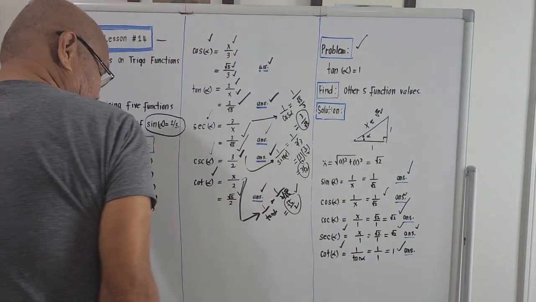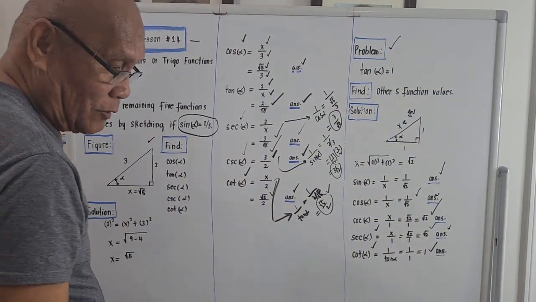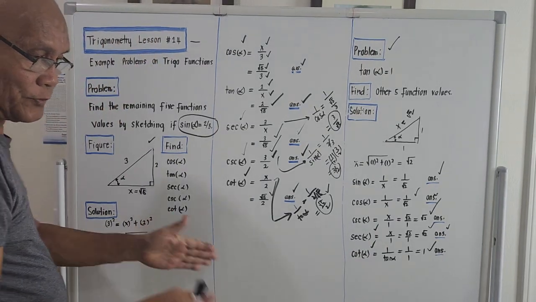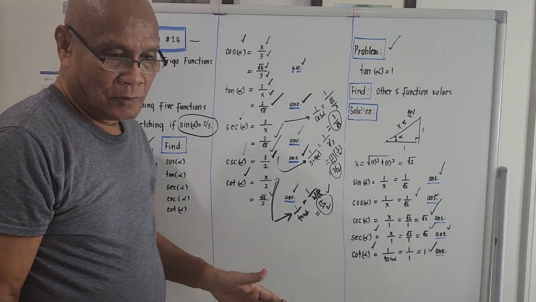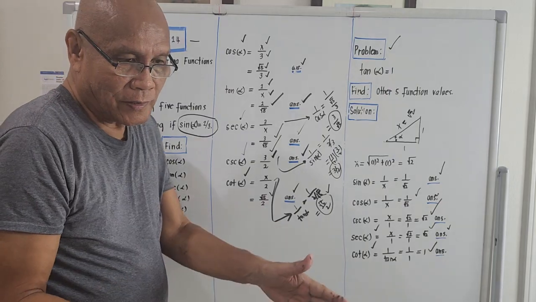So for tonight, I have given you already example problems on how to compute for the other functions if we are given one function in any right triangle.